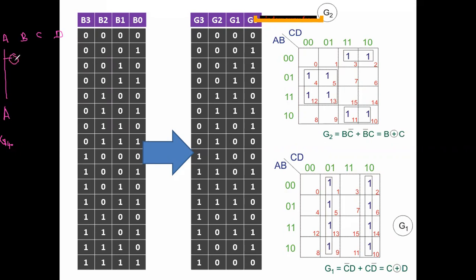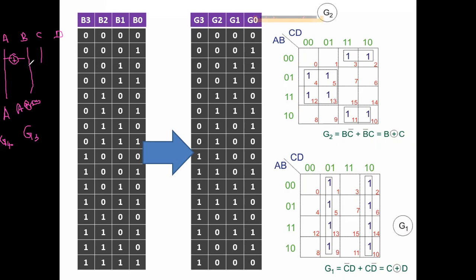And A XOR, that is the second one, A and B. So that is the G3.